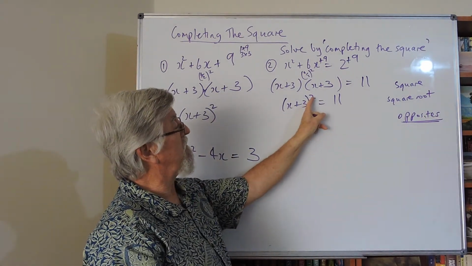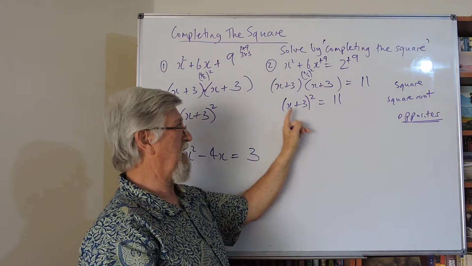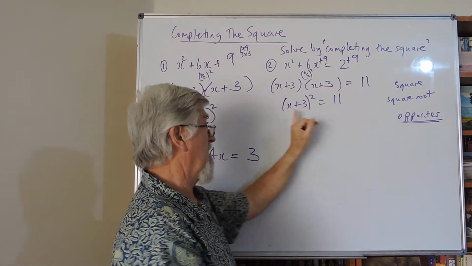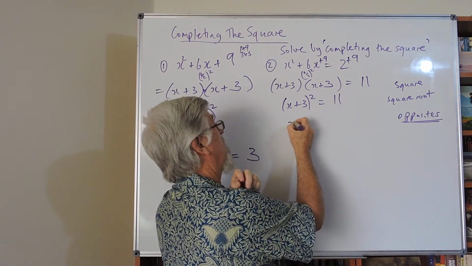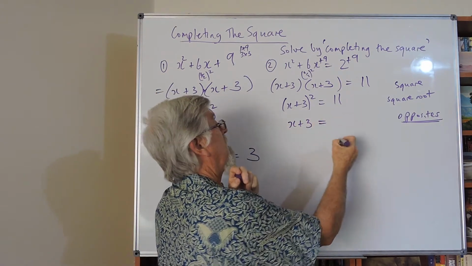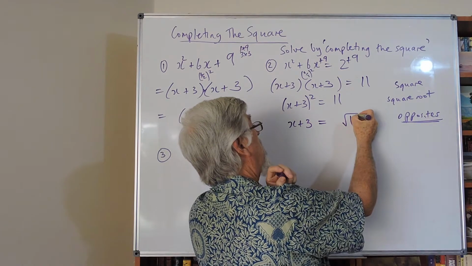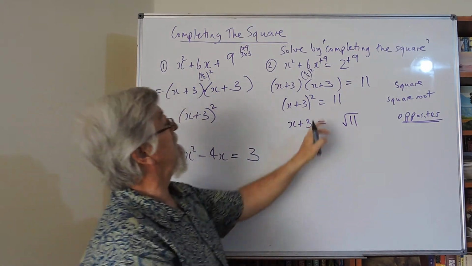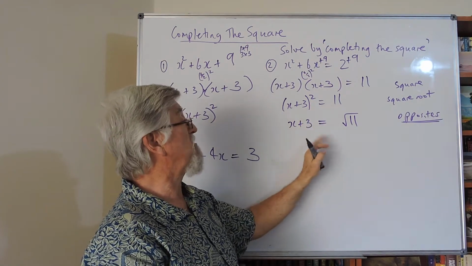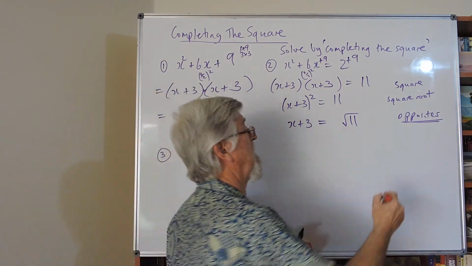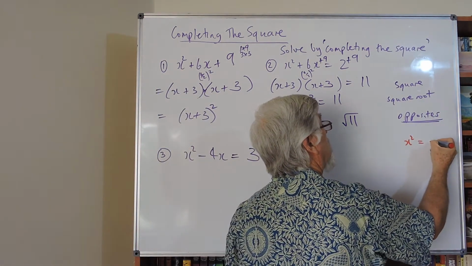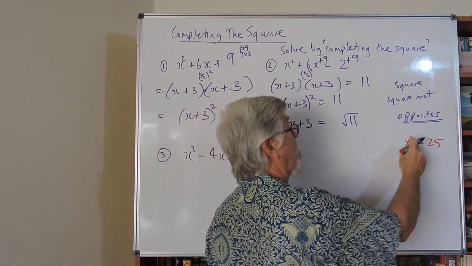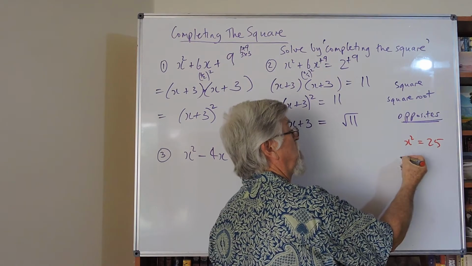So if I want to get rid of the square, I can take the square root of this side and the opposites cancel each other out. So if I get the square root of this side, I end up with x plus 3, and I get the square root of 11 over here. The problem is, when you get rid of a squared, you've actually got two possible answers, and that's here. If I had x squared equals, say, let's say 25, what times itself would give us 25, and there's two answers.